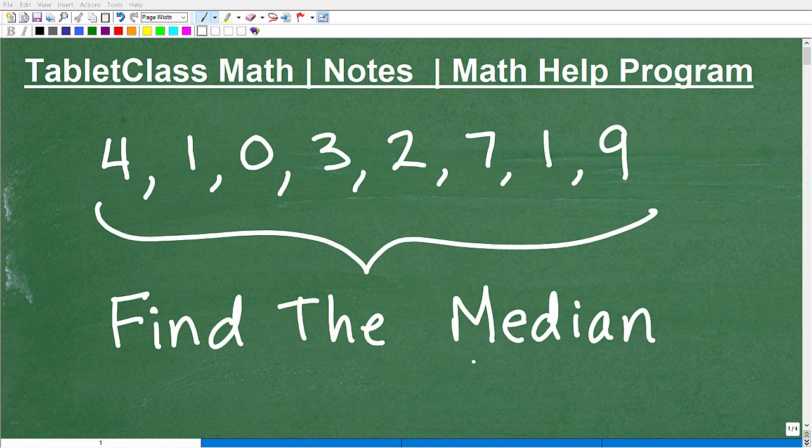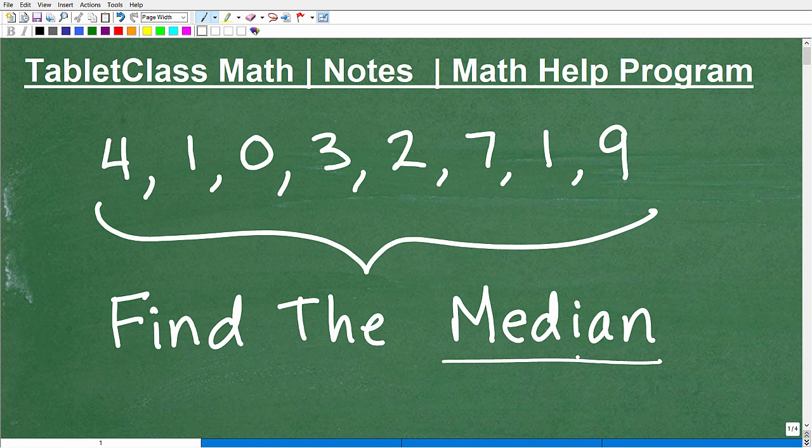Okay, let's talk about finding the median. And you can see we have some data here. And this is going to be our example in terms of finding the median. And if you think you actually know how to find the median, maybe you can calculate that and see if you got it right.